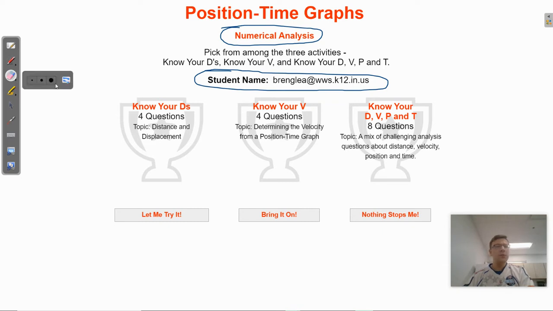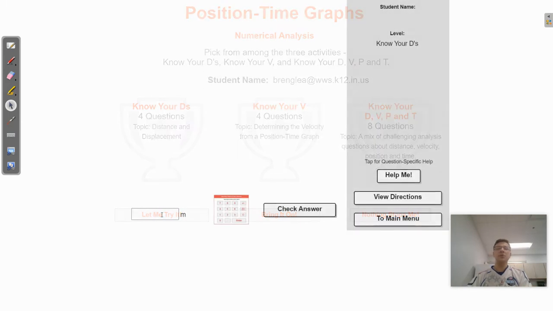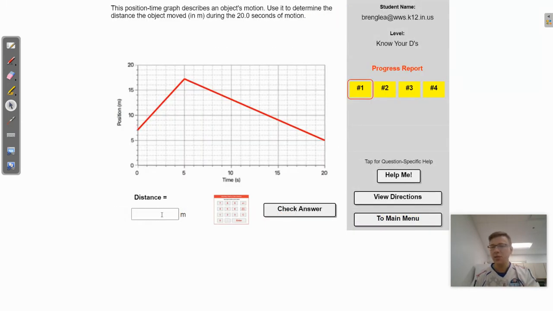So this has to do, obviously, with position versus time graphs. And this first trophy is all about the difference between distance and displacement using the position versus time graph. So we need to be real careful whether it says distance or displacement so that we know if we need to use positive or negative signs. So let's go ahead and start here.